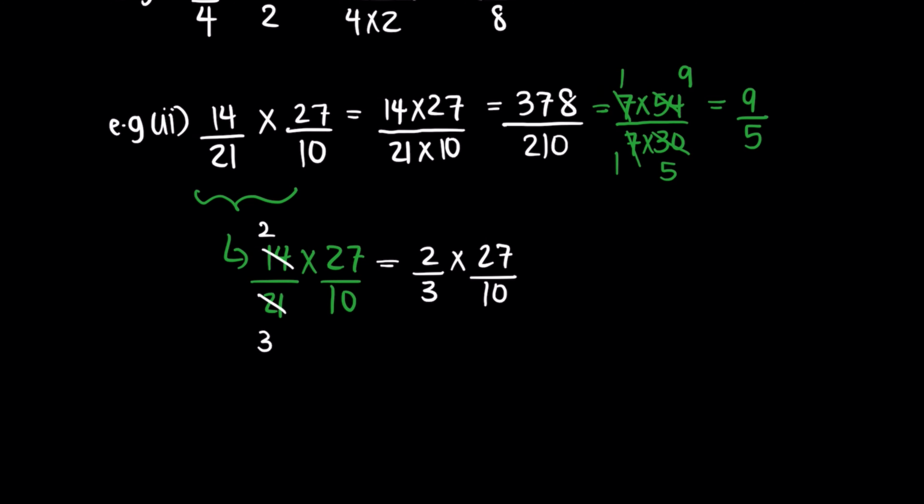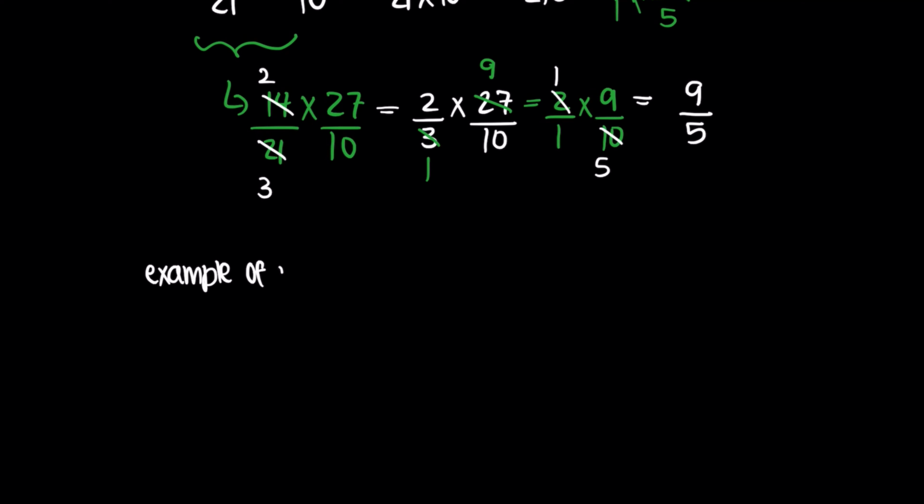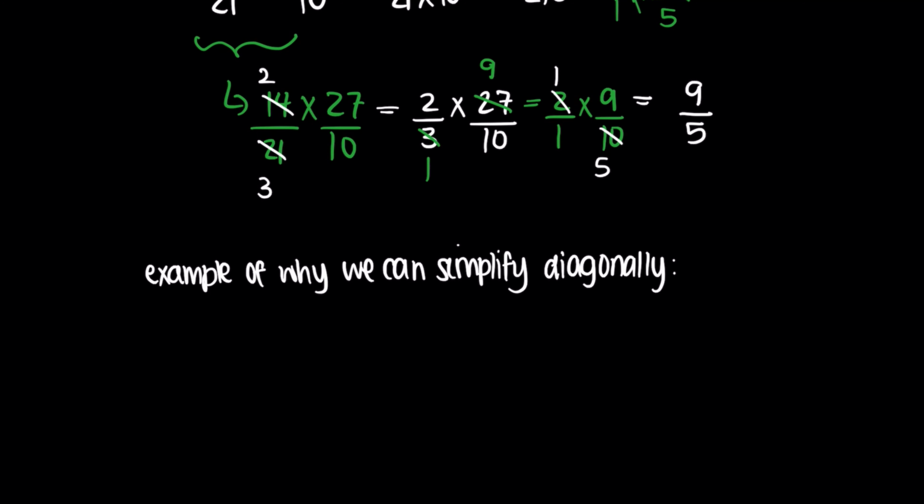However, we can also simplify diagonally. So 3 into 3 goes 1, and 3 into 27 goes 9 times. This means we're left with 2 over 1 multiplied by 9 over 10. We can factor out a 2 diagonally, since 2 divided by 2 is 1 and 10 divided by 2 is 5. This means our answer is 9 over 5, which is the same thing we got before. Okay, so just an example of why we can simplify diagonally. This is a very simple concept.